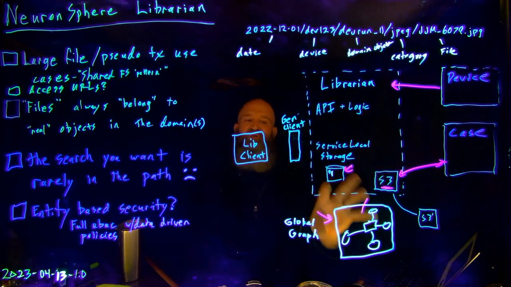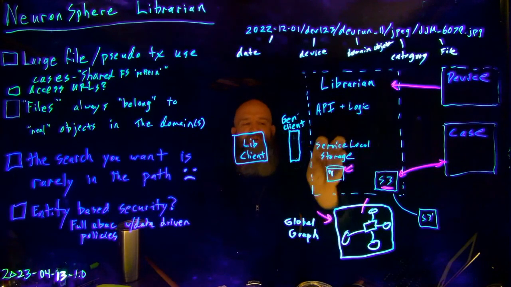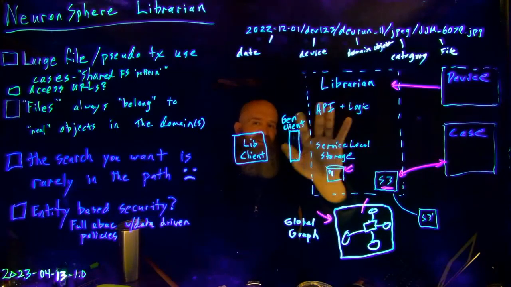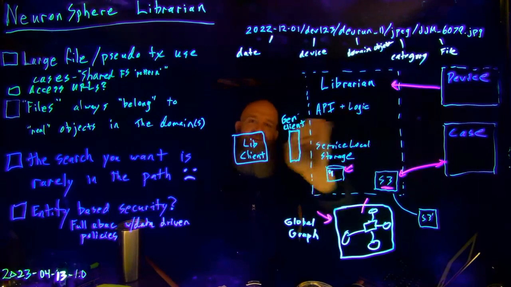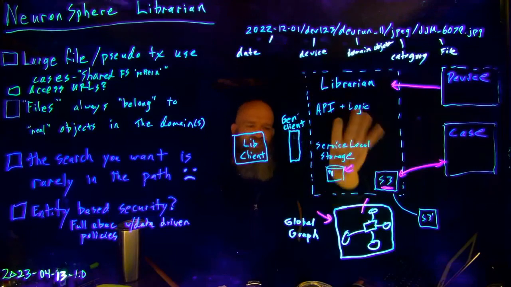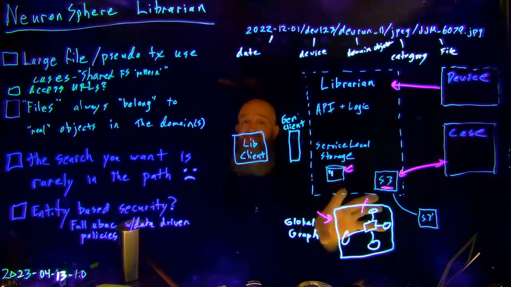But we're going to do some of our searching against service local storage. So when we want to find things that transactionally aren't complete and haven't been shared with the world, we're going to search here. And then the librarian will automatically defer down to the global graph when it needs to search for that.